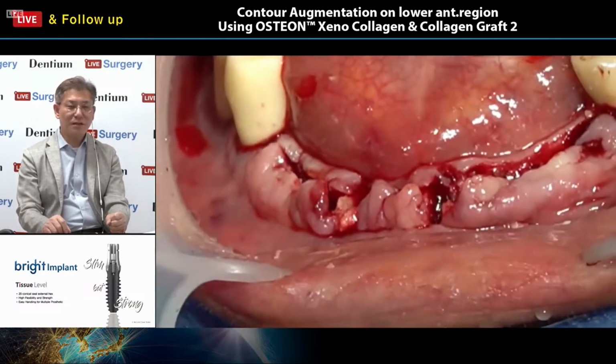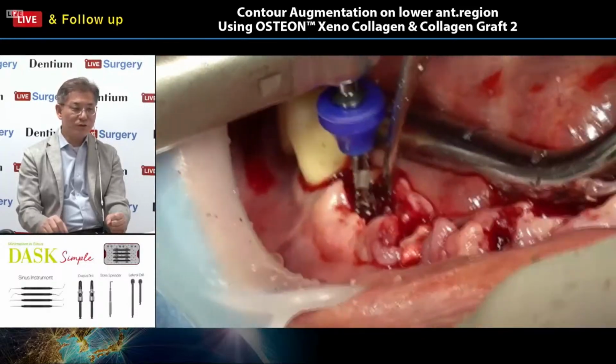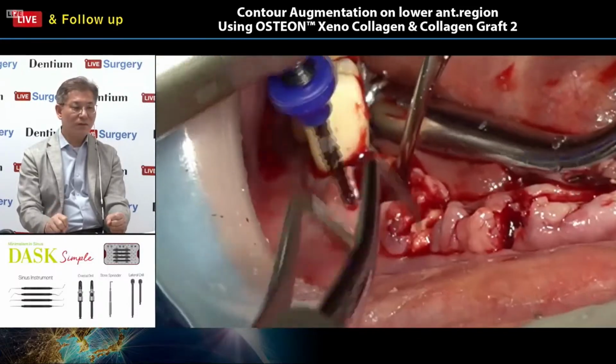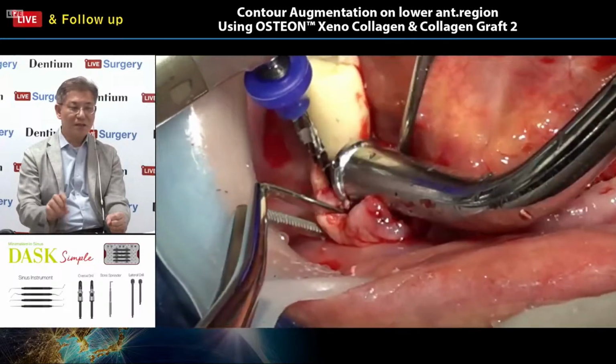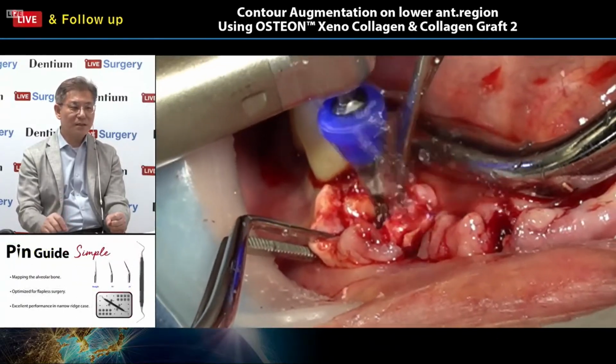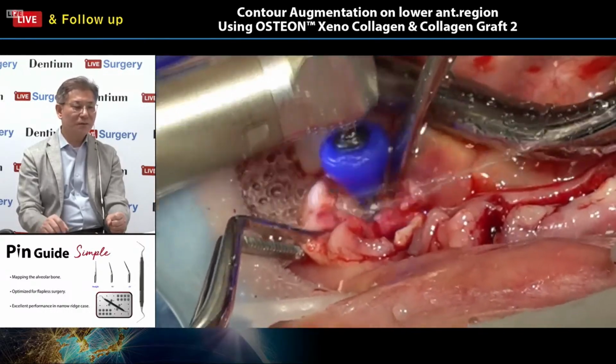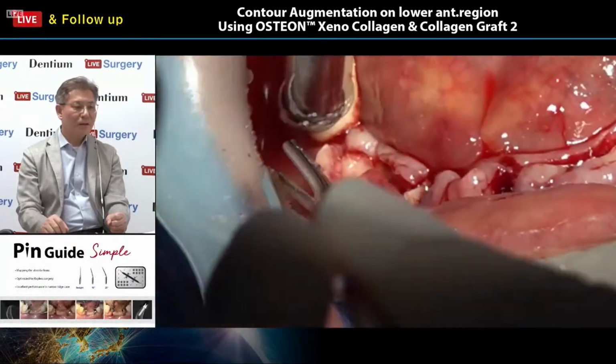If you get the chance, you should use this black head matchstick style long shank round bar from the Dask Simple Kit. The Dask Simple Kit is a brand new kit.